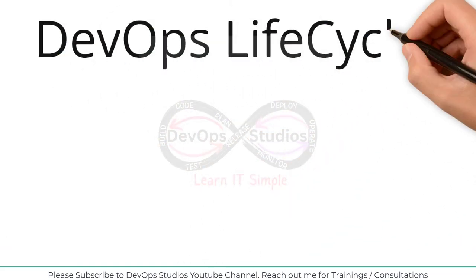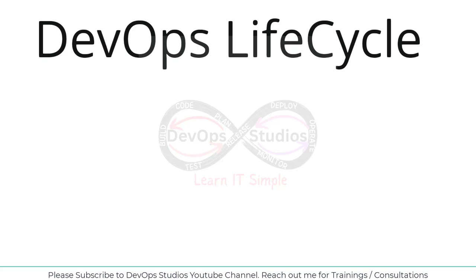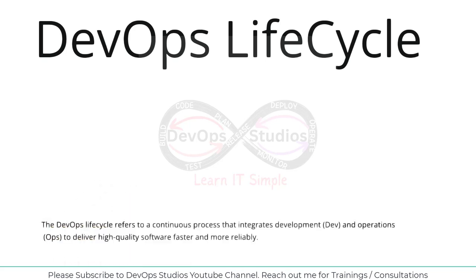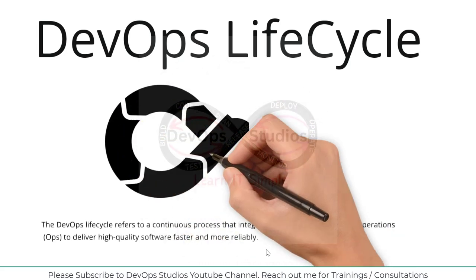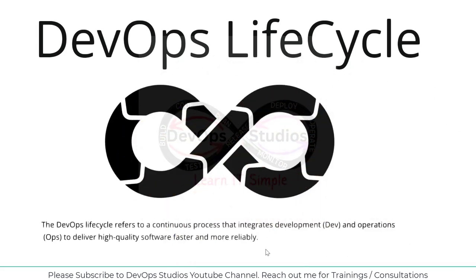So the DevOps lifecycle represents a methodology that combines practices, tools, and cultural philosophies to unify software development, which we normally call dev, and IT operations, which we call ops, as part of DevOps. So the ultimate goal is to shorten the software development lifecycle while maintaining high quality deliverables and ensuring continuous delivery of value to end users.